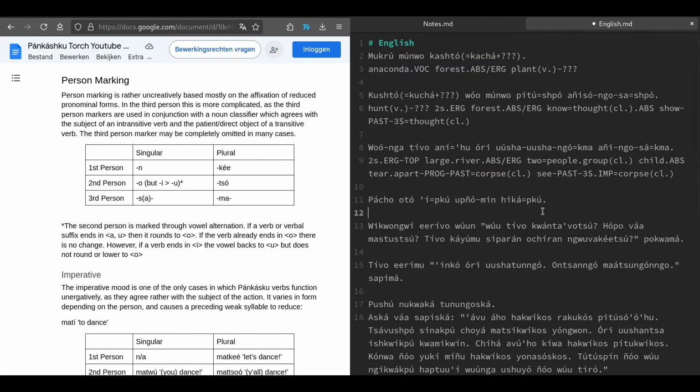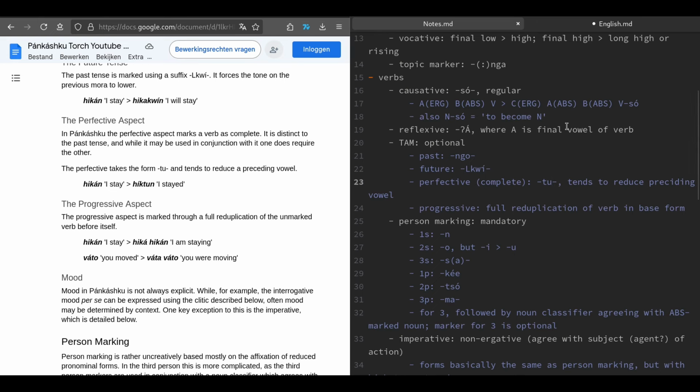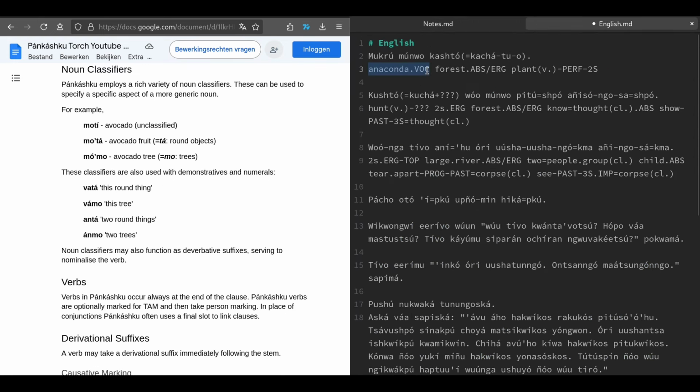Okay, so Jake has responded to me saying that this do thing is something plus a second person singular marker. Oh, so they added a bit more explanation here. So if a verb or a verbal suffix ends with a or u, then it rounds to o. It's probably something like ta or du, and then plus o. So perfective, du. I think that's probably it.